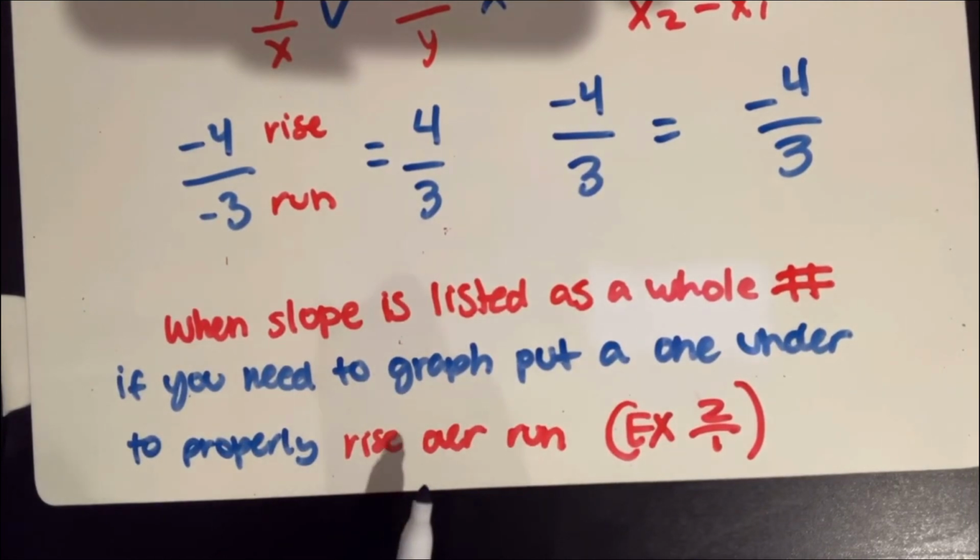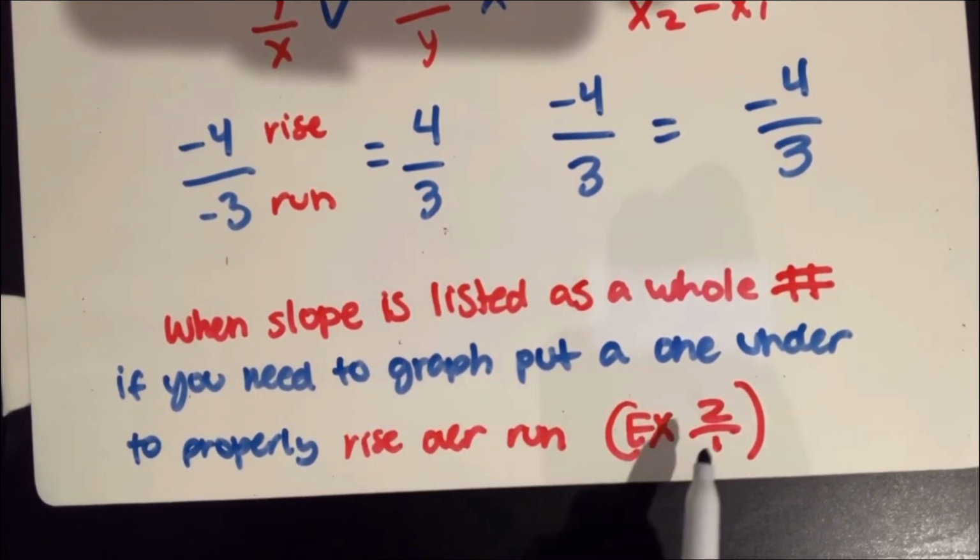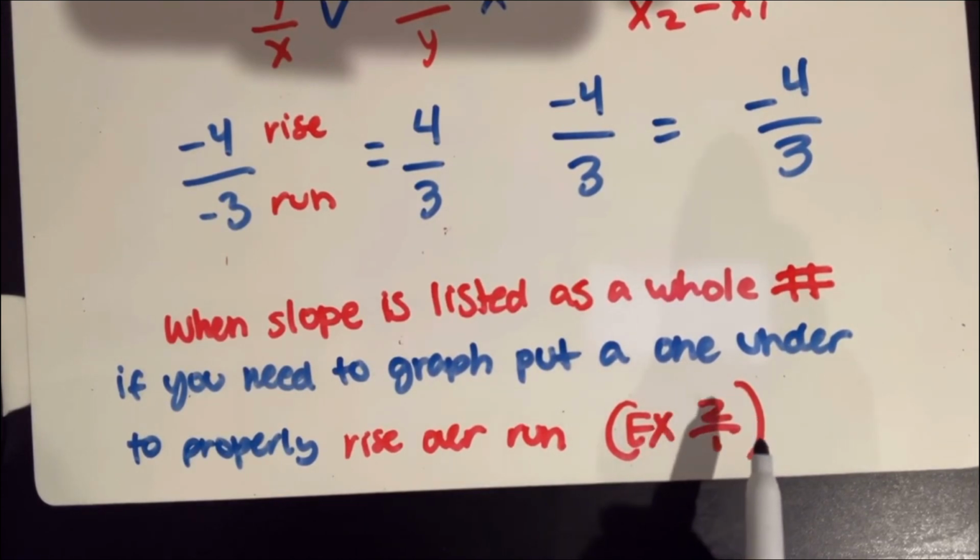When slope is listed as a whole number, if you need to graph it, put a 1 under it to properly rise over run. For example, if you had a 2 and you want to rise over run, you would rise 2 and run 1 unit by putting a 1 under it.